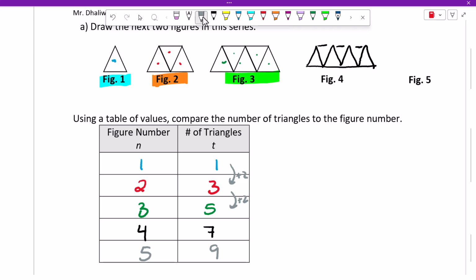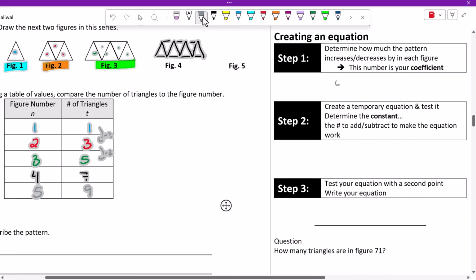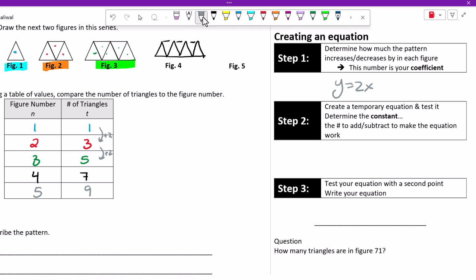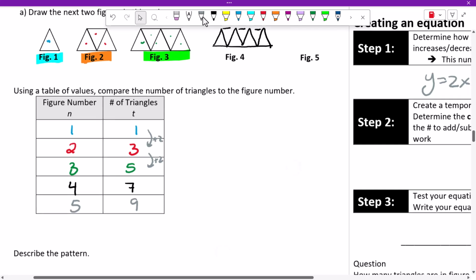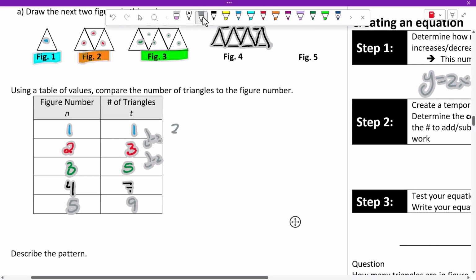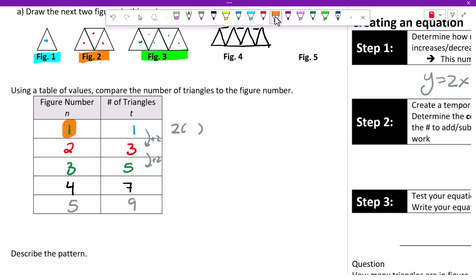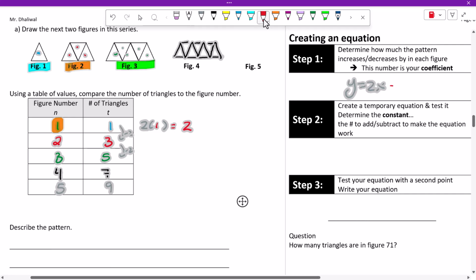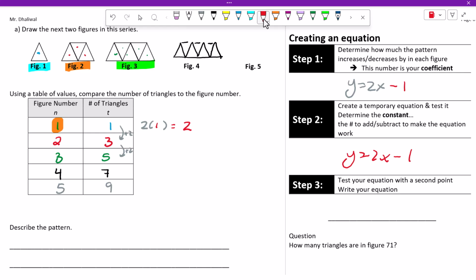You know it's y is equal to 2x. Right? So we just need to figure out what number we need to add or subtract to make this equation work. So we go back here. We go 2, we put our brackets in, we stick in our x value. We get the answer. 2 times 1 is 2. What number do we need to add or subtract to make this equation work? Subtract 1. So you go minus 1. So y is equal to 2x minus 1 is hopefully our equation.